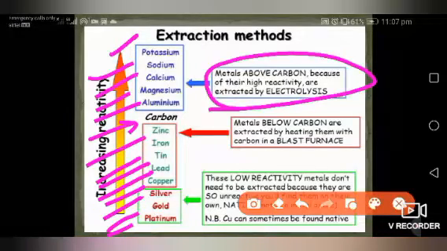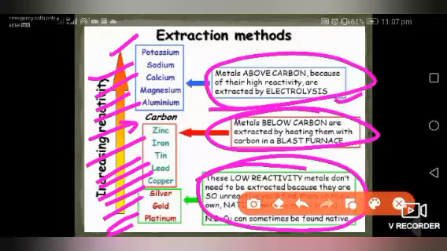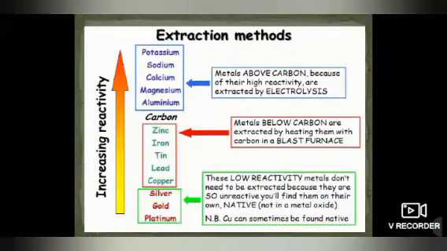Metals above carbon, because of their high reactivity, are extracted by electrolysis. Metals below carbon are extracted by heating in the blast furnace, and the low reactivity metals don't need to be extracted because they are so unreactive. You will find them on their own in the native form.